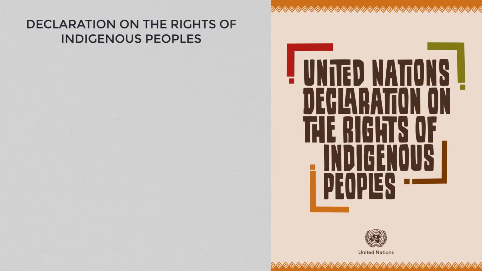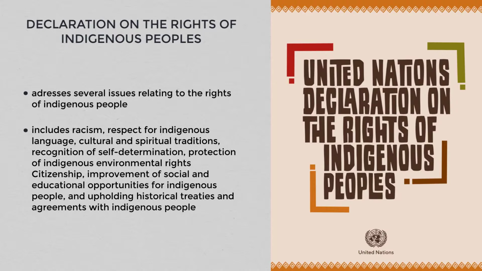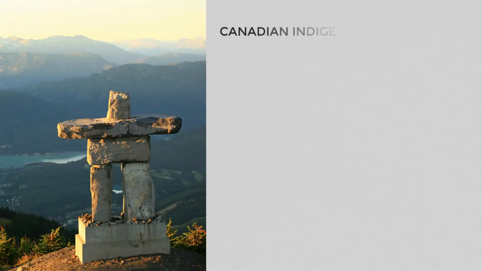The Declaration on the Rights of Indigenous People addresses several issues relating to the rights of Indigenous people. These include issues of racism, respect for indigenous language, culture, and spiritual traditions, recognition of self-determination, protection of indigenous environment and citizenship rights, improvement of social and educational opportunities for indigenous people, and upholding historical treaties and agreements with indigenous people. In Canada, a key indigenous rights issue centers on historical cultural dispossession.